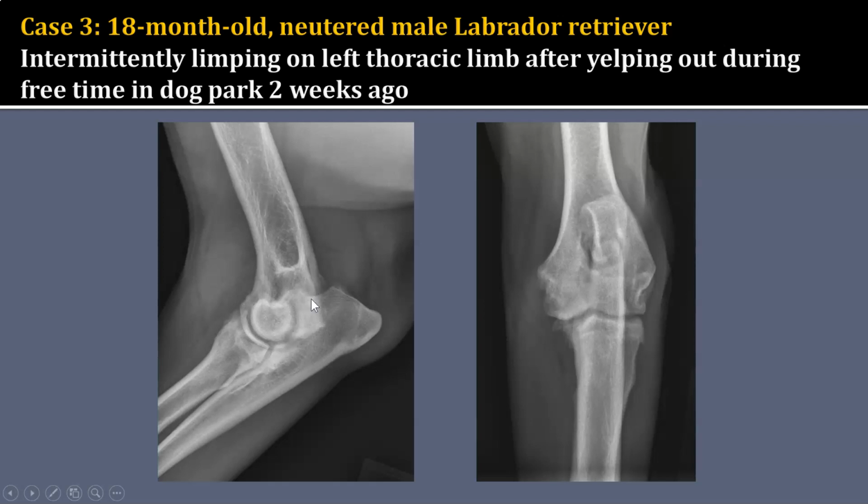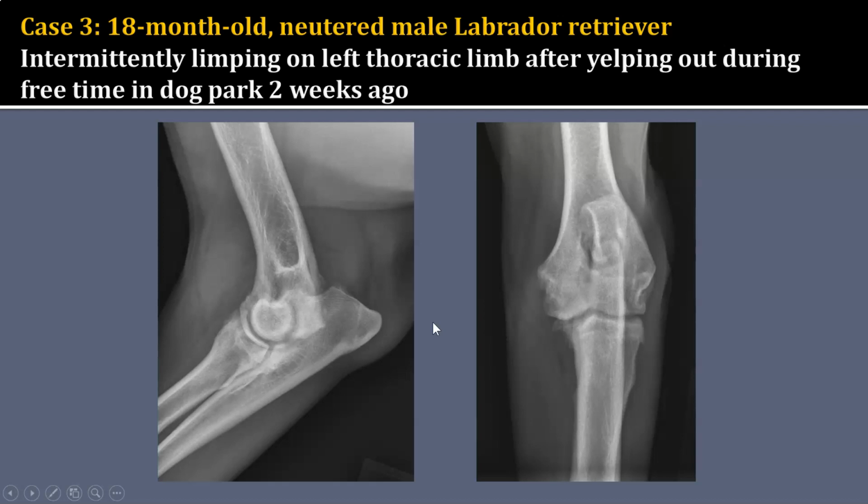I can't really evaluate the anconeal process, that kind of proximal area, which is another area that we might find osteophytes, because of the superimposition. I think there is even some sclerosis here of the trochlear notch of the ulna. So a lot of these changes are osteophytes and are consistent with degenerative joint disease. So this is a pretty young dog, and this dog has degenerative joint disease. And so I need to actually consider that this patient has elbow dysplasia. But remember, I wanted you to not just stop with saying, hey, this patient has elbow dysplasia, and I would call this moderate degenerative joint disease, but we need to look for the underlying cause.